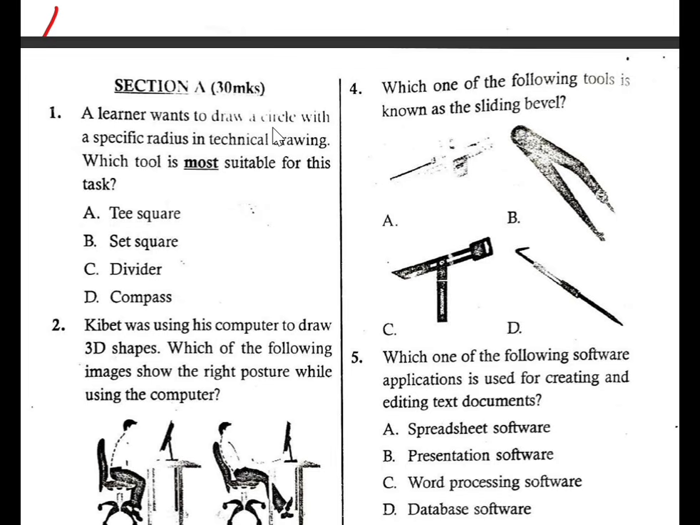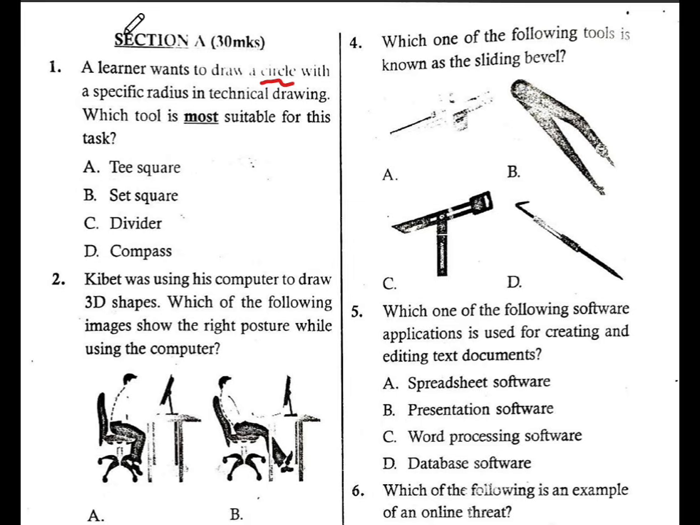A learner wants to draw a circle with a specific radius in technical drawing. Which tool is the most suitable for this task? We have the options here. A, T-square, B, Z-square, C, divider, D, compass. Remember, nataka kuchora a circle. So atatumia which tool? So starting with A, it is not A.